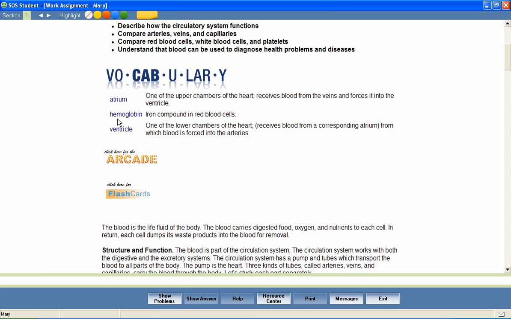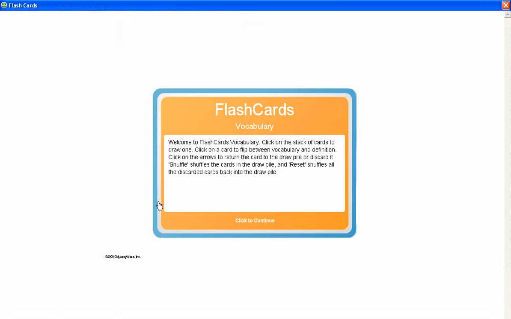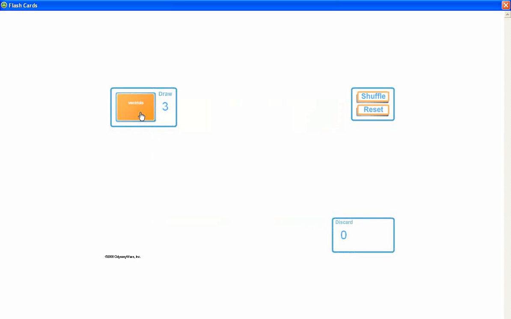We've included several activities to encourage mastery of these important words. For example, students can hear the correct pronunciation of each word. Atrium, hemoglobin. In addition, the vocabulary arcade games encourage mastery of the vocabulary words by providing practice in the correct spelling of each word and in matching each word with its definition. Flashcards allow students to easily review the words and their definitions.